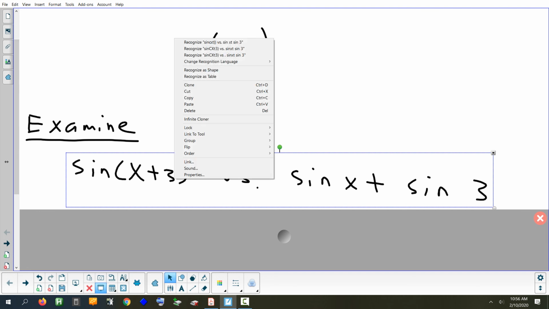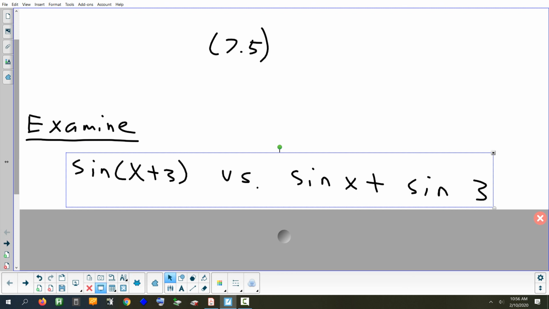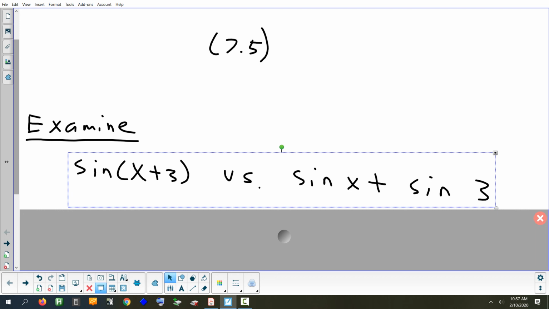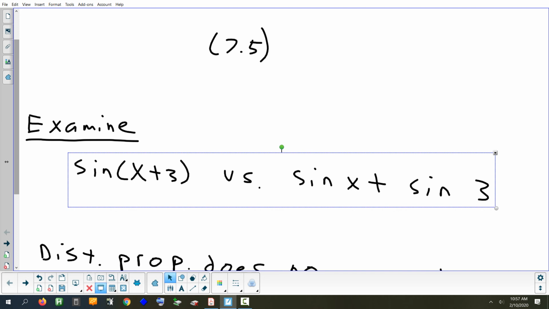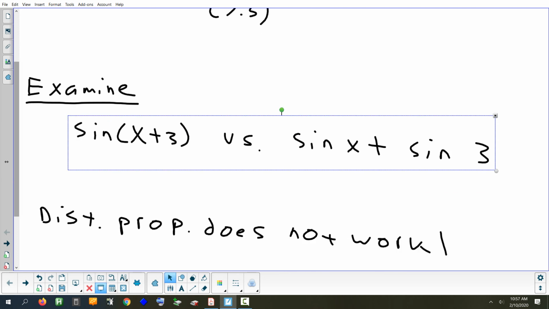How about when you add something on the end of a function? How does that move it? Up and down. So that would take the sine of 3, whatever that comes out to, and move it up. So just looking at it from a transformation perspective, those aren't the same. You can't use the distributive property with a function.